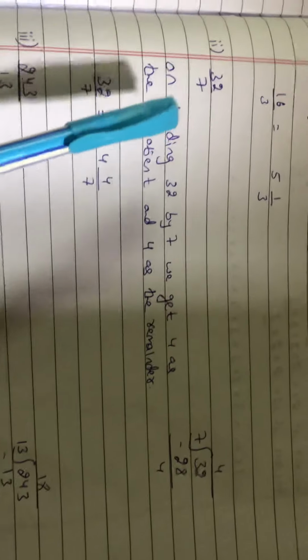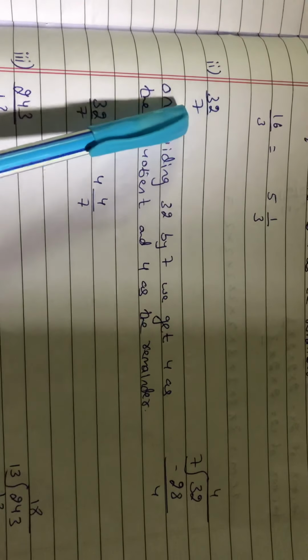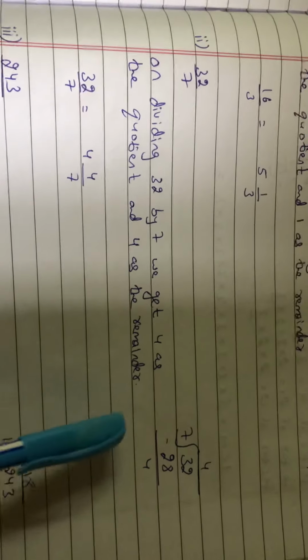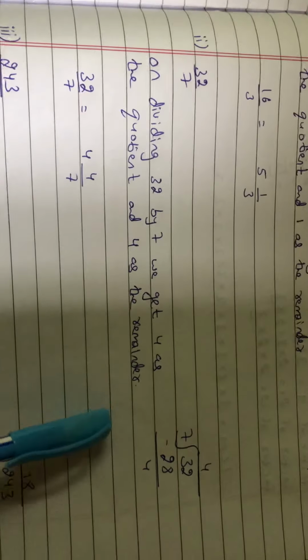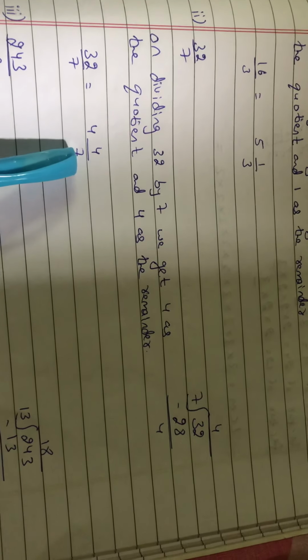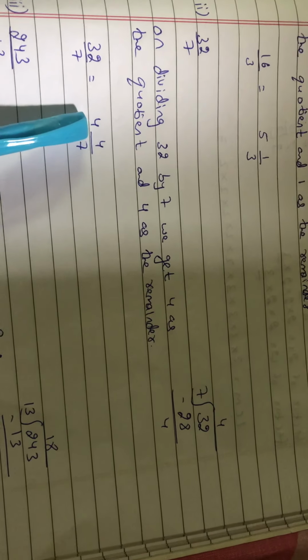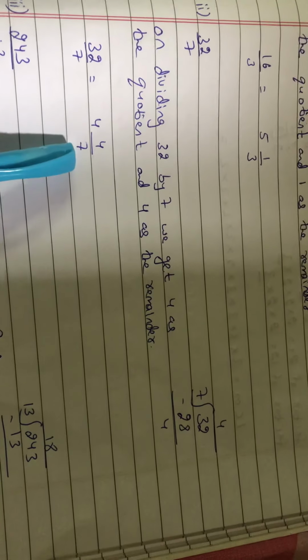Next, second, 32 by 7. Again dividing 32 by 7, 7 4s are 28. So the remainder is 4. So on dividing 32 by 7, we get 4 as the quotient and 4 as the remainder. So 32 by 7 can be written as 4 4 by 7. Here it is always written quotient, here remainder, here divisor.